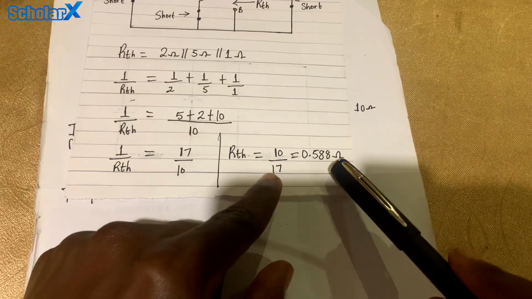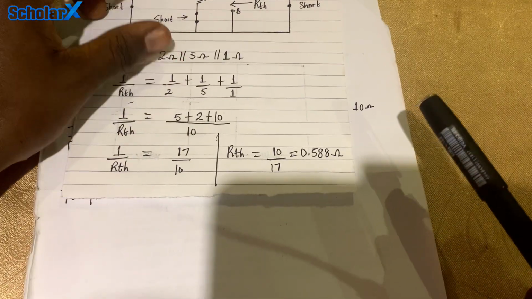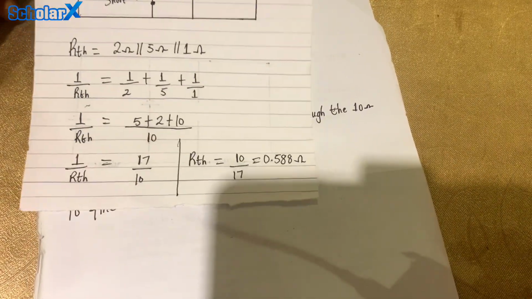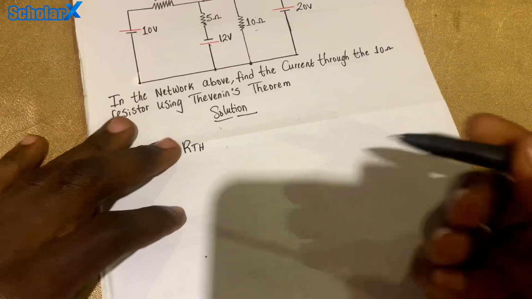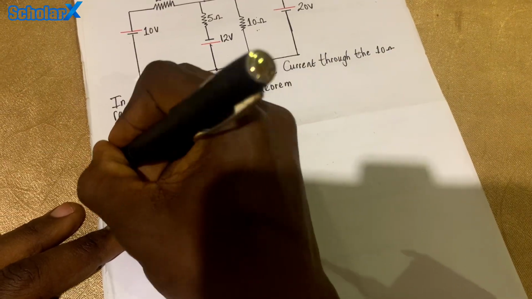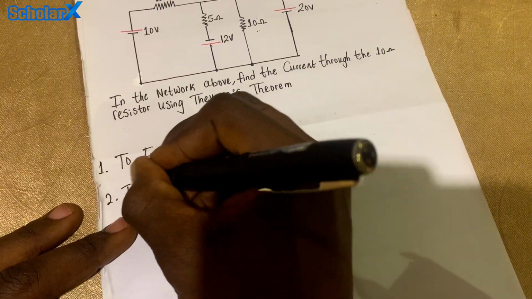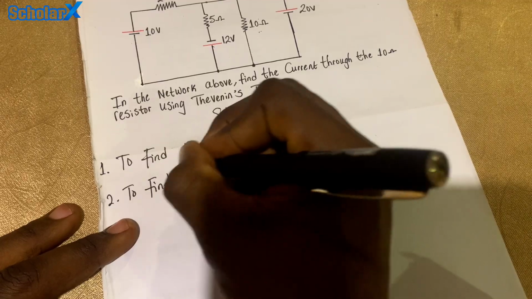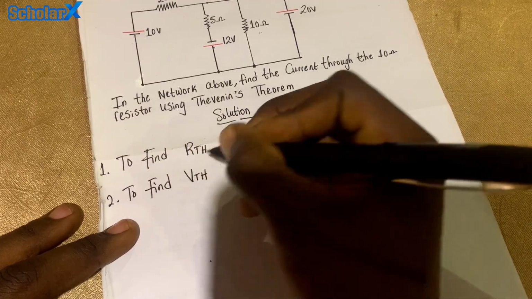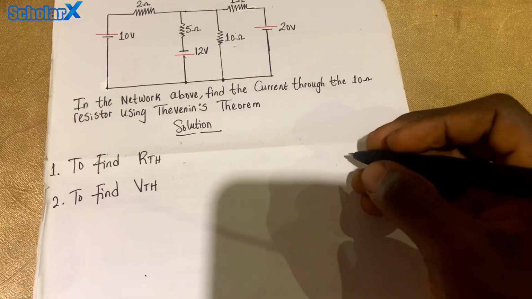0.588 ohms or 10 over 17 ohms. All right. Now, what's the next step? We have to find our Thevenin's. This is the first step. Second step, we have to find our Thevenin's voltage.